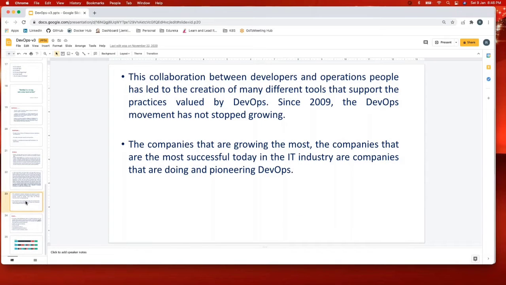The collaboration between developers and operations people has led to the creation of many different tools that support the practices valued by DevOps. So the collaboration is very important. Just now I told you. Since 2009, the DevOps movement has not stopped growing. You practically see that in today's world: the companies that are growing the most in the IT industry are the companies using DevOps the most.